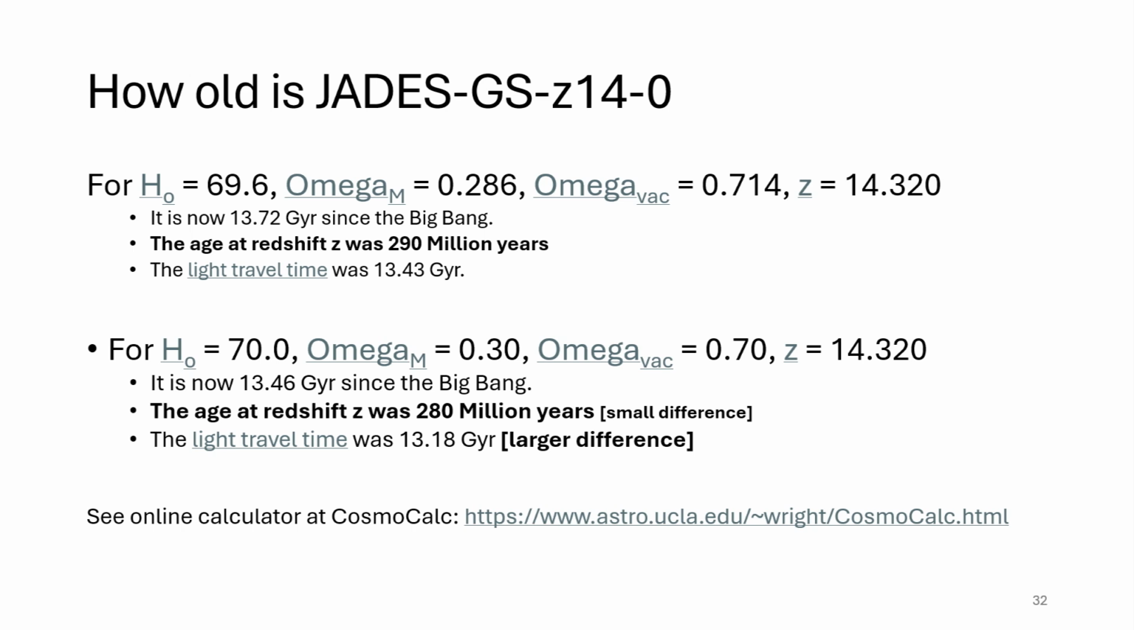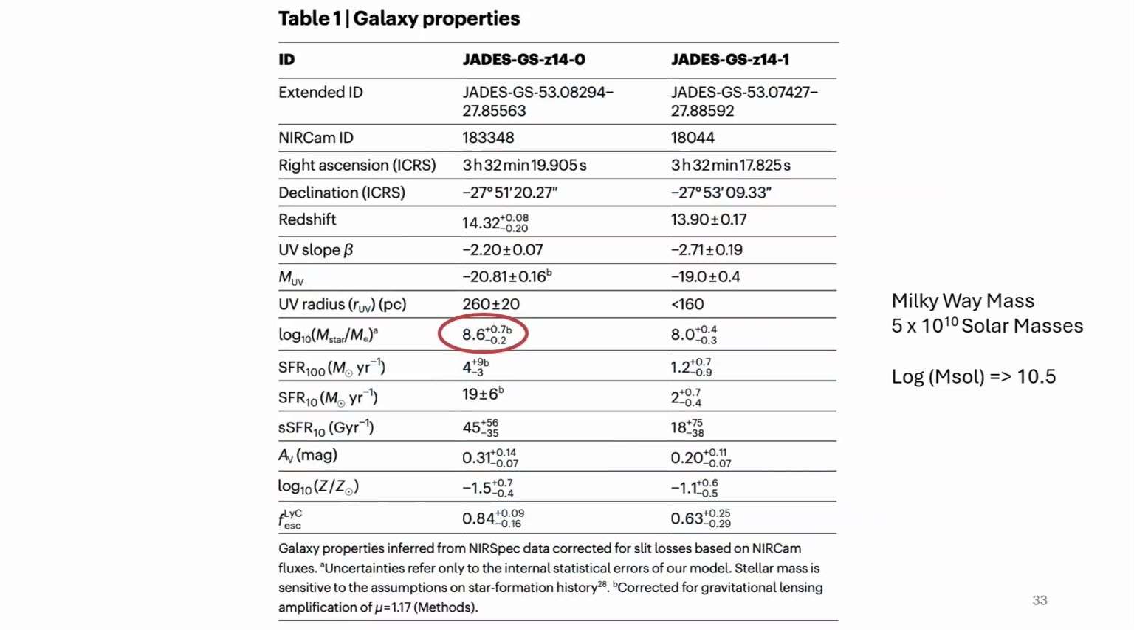That's how old this object is: 300 million years after the Big Bang. In terms of its properties, its mass in stars is around, in log, 10 to the 8. So it's about 100 times less massive than the Milky Way. That's what we expect, because we believe galaxies nowadays grow by merging over time, and they're not forming in one great big go.